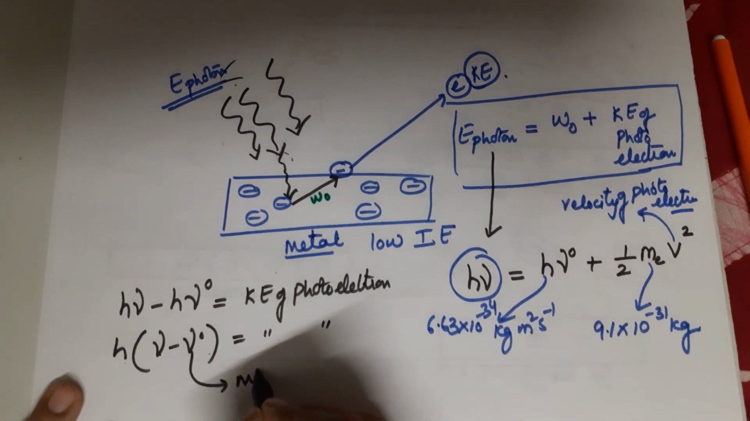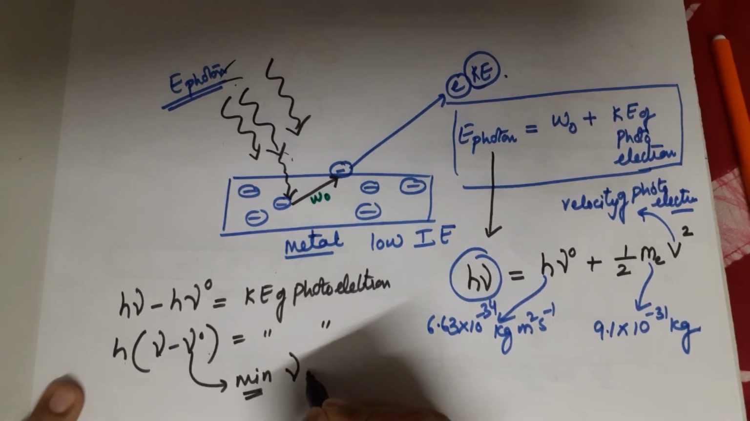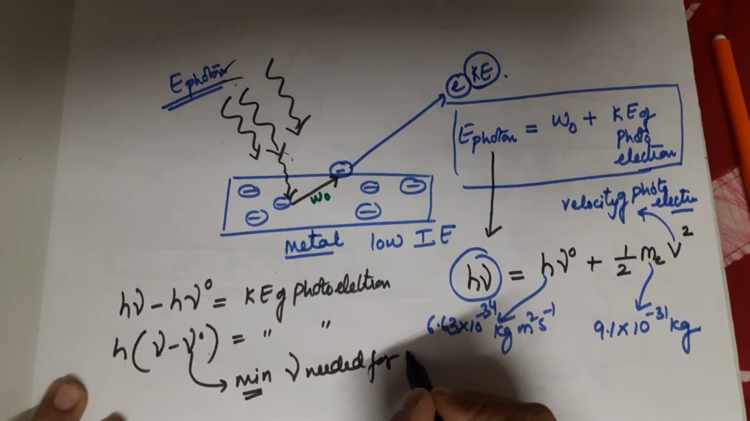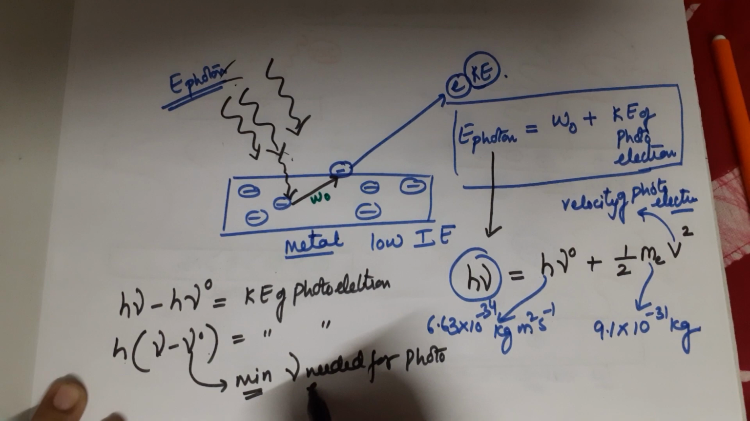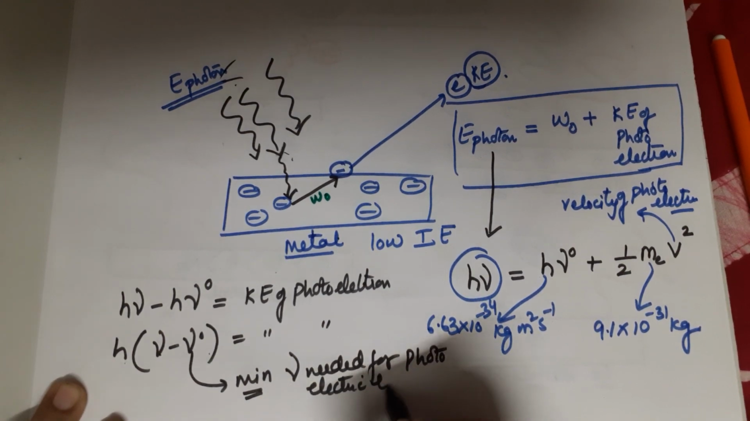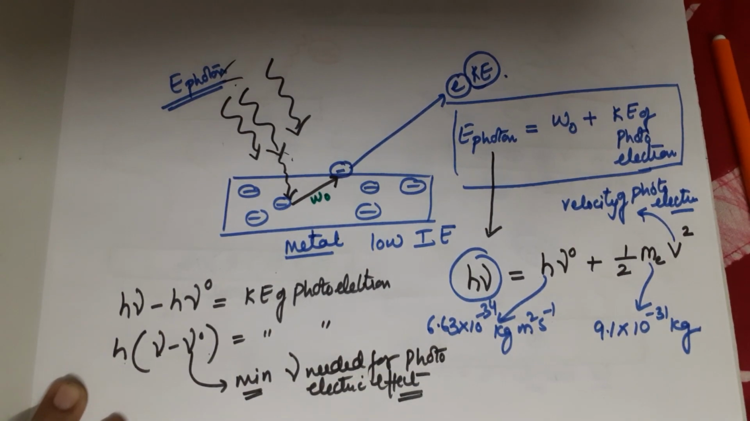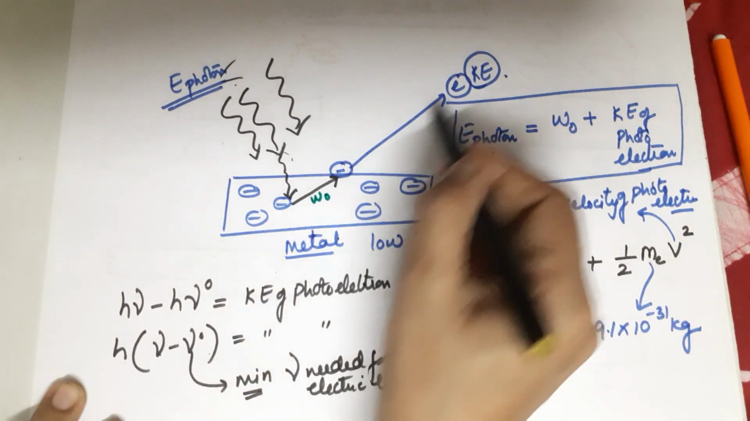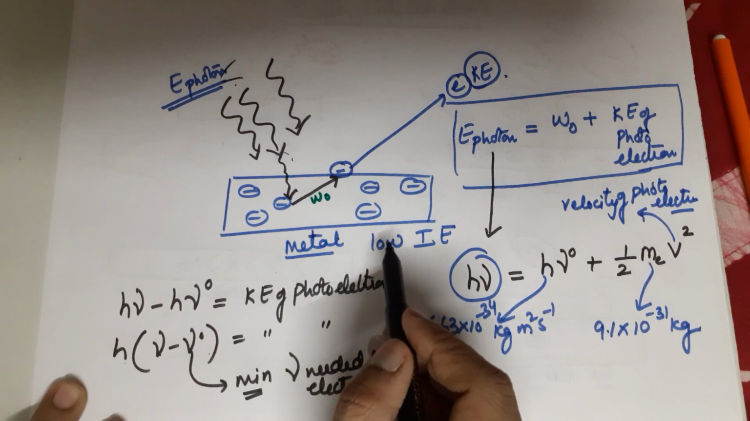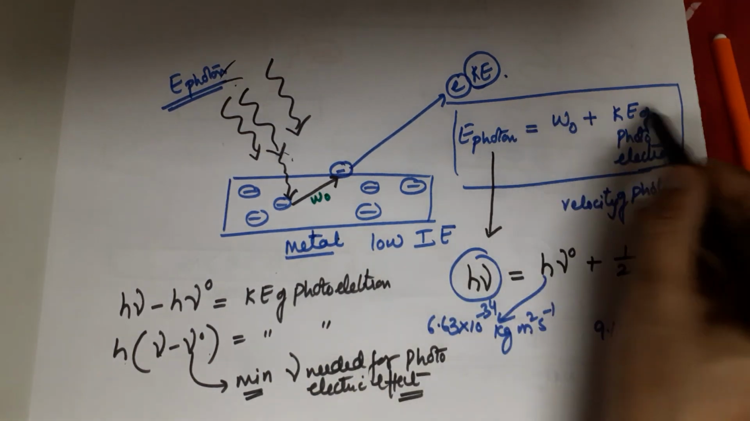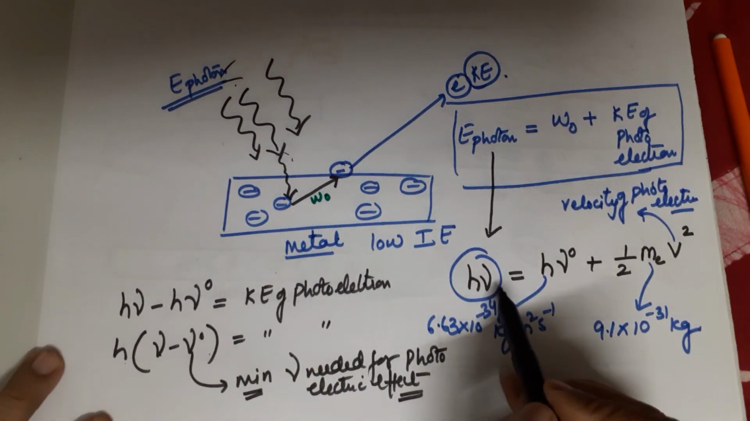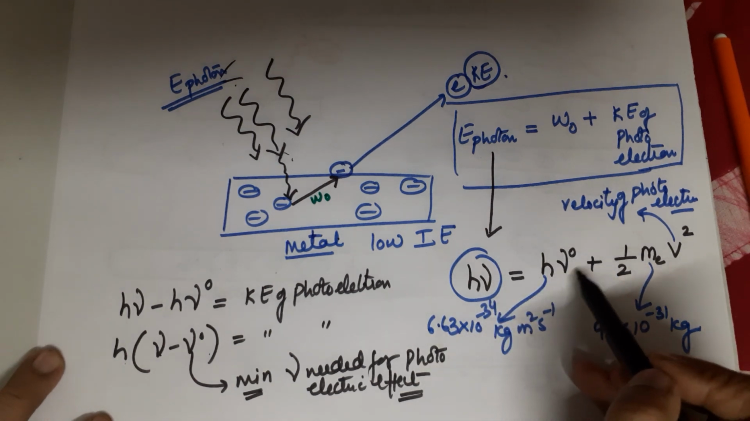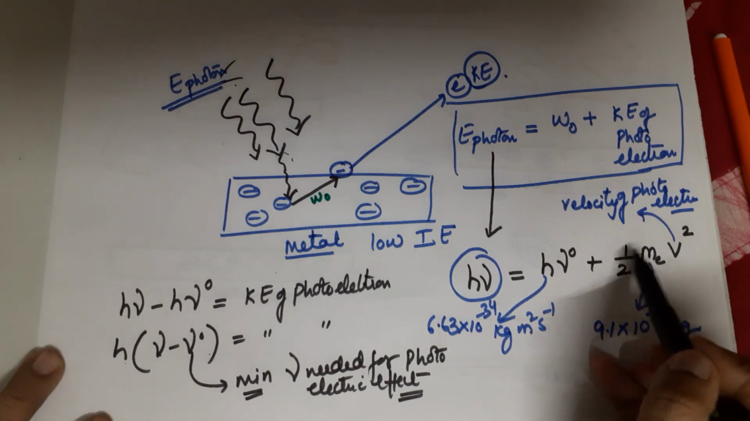This is the minimum frequency needed for photoelectric effect to happen, that is to make the electron move from inside the metal to the surface. Fine. So this is the formula that we use for numericals. h is the Planck's constant, mu is the frequency of the light, h is again the Planck's constant, this is the minimum frequency required, and this is the kinetic energy.